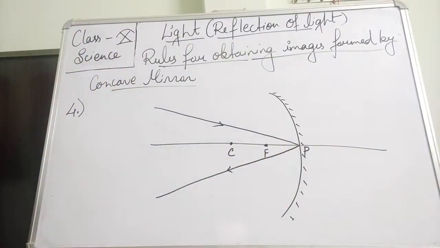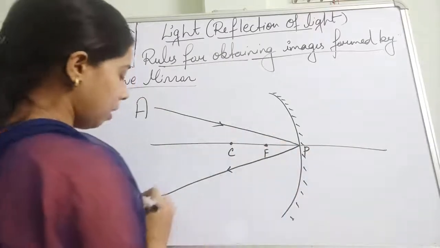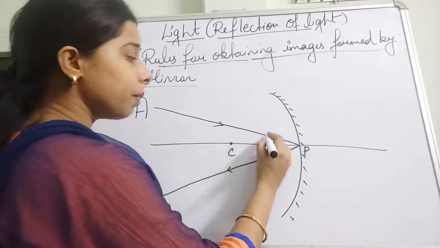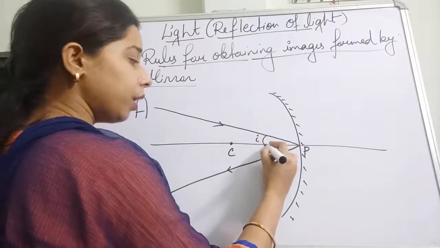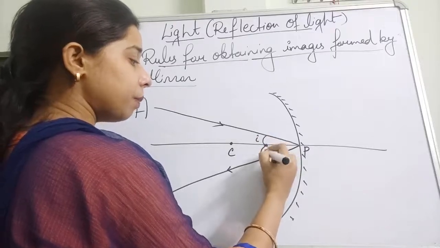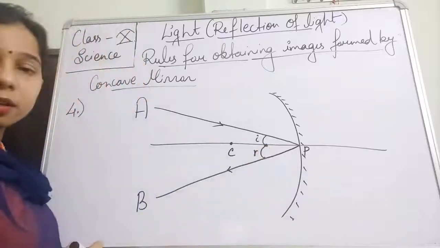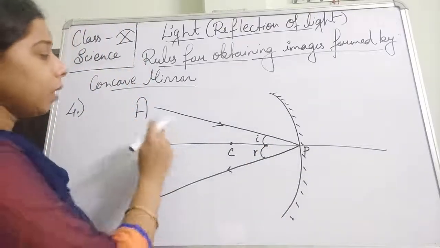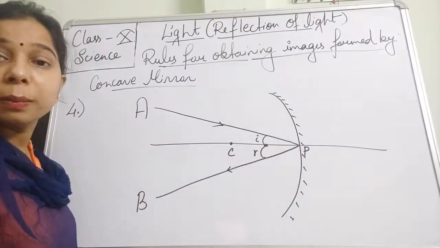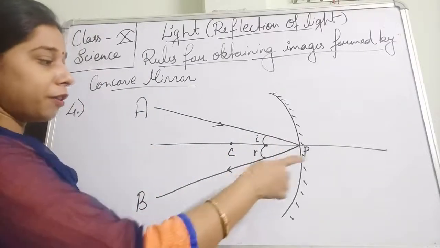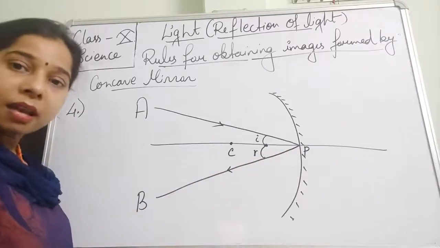So this is A, this is B. This will be the angle of incidence. Obviously, we know that the angle of incidence is equal to the angle of reflection. So the angle made by the incident ray with the principal axis is the same as the angle made by the reflected ray with the principal axis.